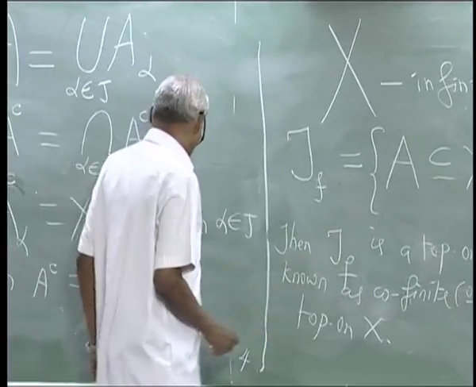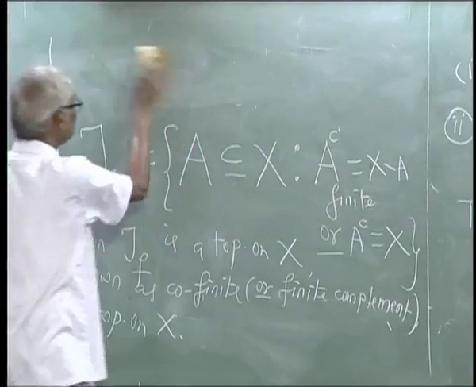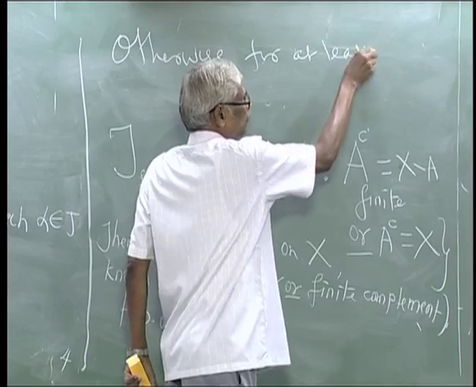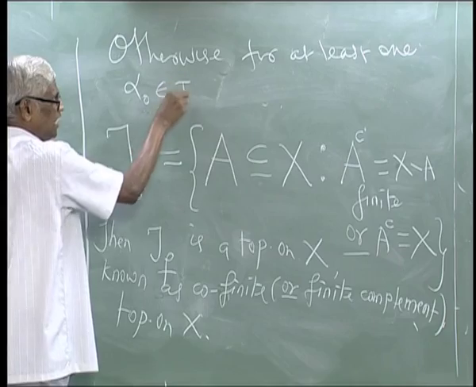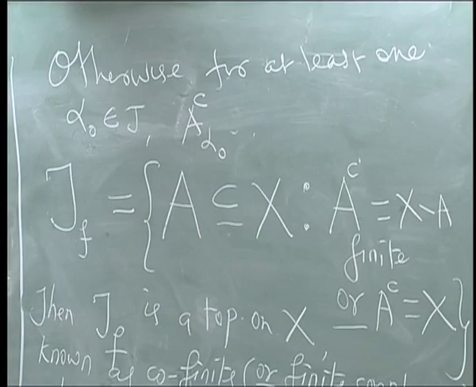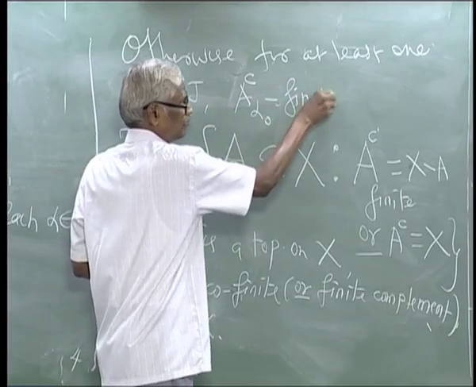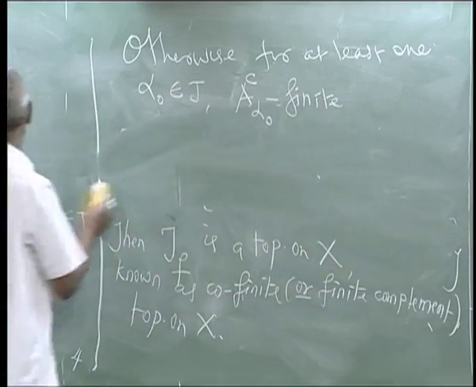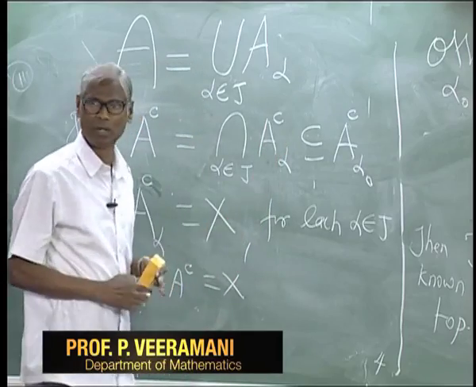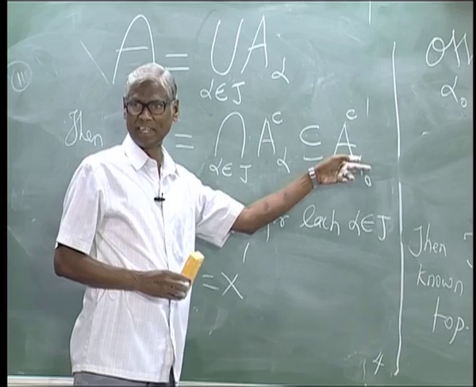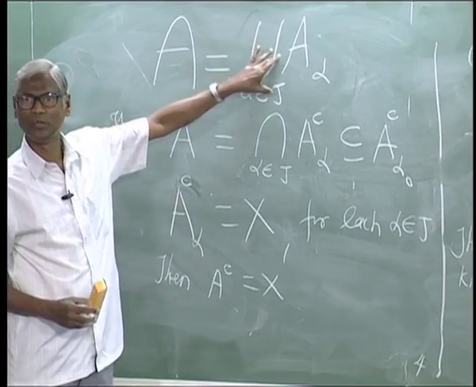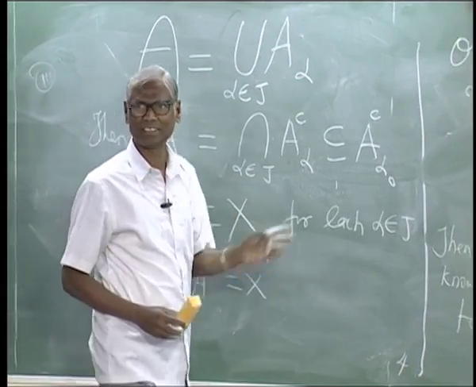Otherwise, for at least one alpha naught belonging to J, A alpha naught complement is not equal to X. That means it should be a finite set. Then the intersection will be a subset of that particular A alpha naught complement. This is finite, and a subset of a finite set is finite, hence A complement is finite. That implies our union is also in tau F, and the intersection case is almost trivial.